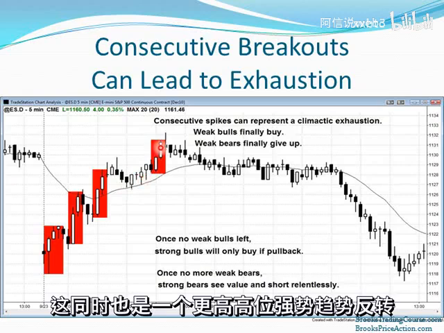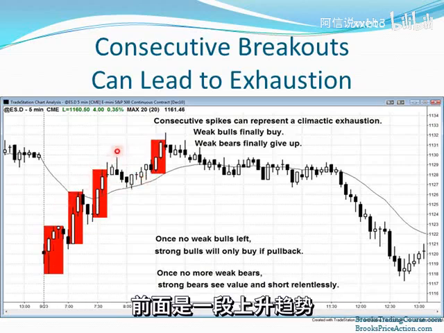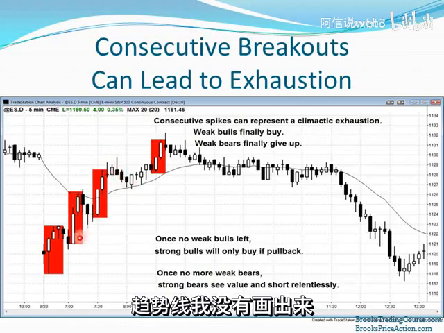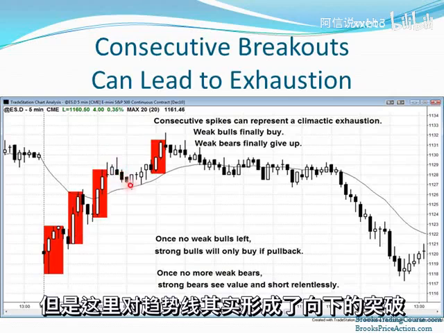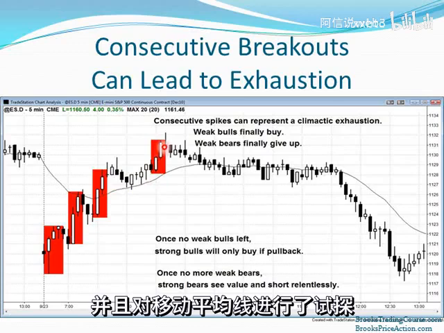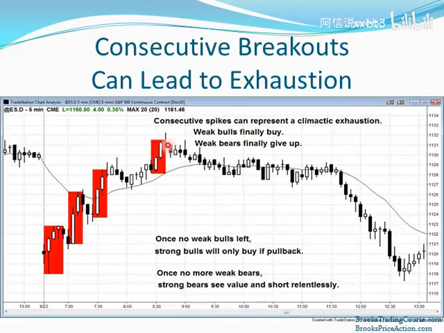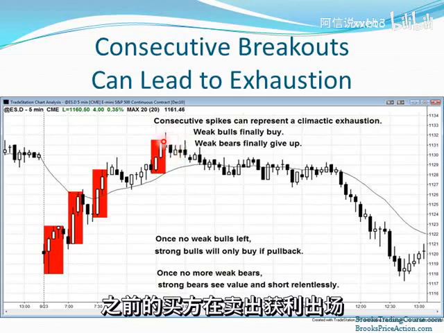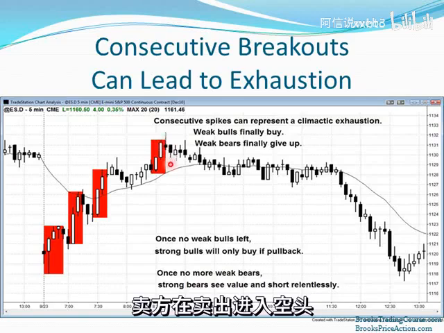This is also a higher high major trend reversal. We have a bull trend, a trend line break. I don't have the trend line drawn, but it broke the trend line. It tested the moving average, and it broke again to the upside and had a bear reversal bar. There's nobody left to buy here. The bulls are selling to take profits, and the bears are selling.